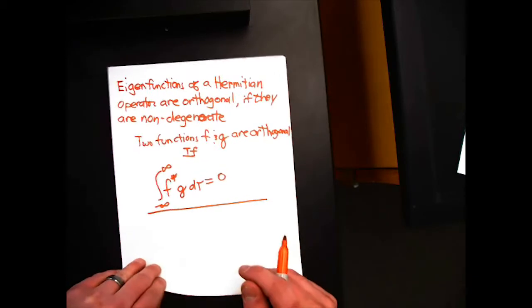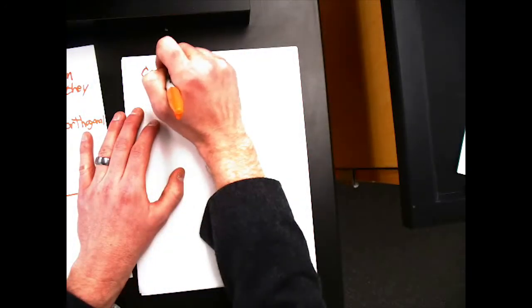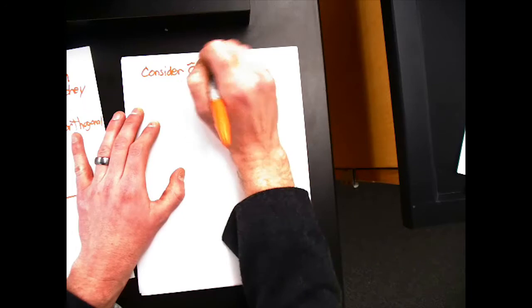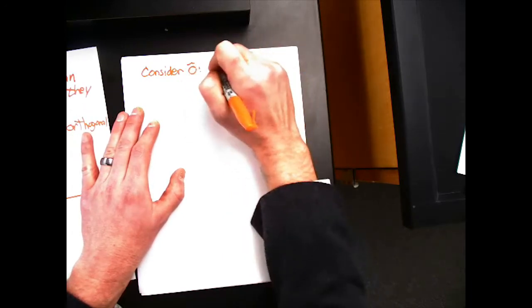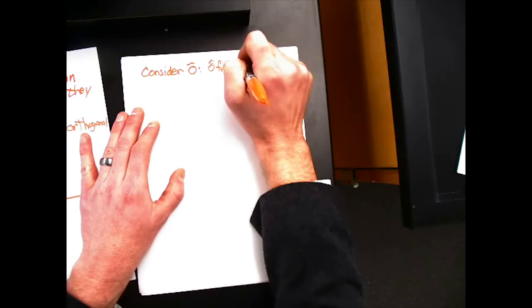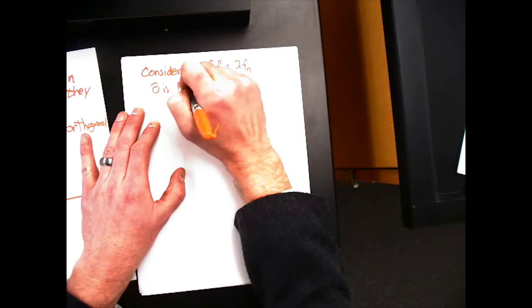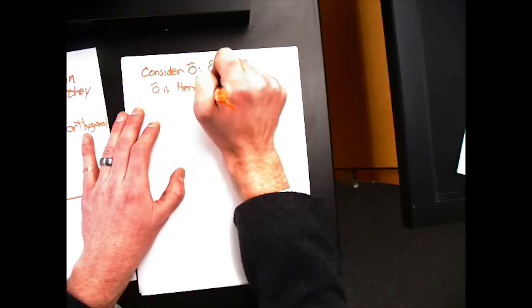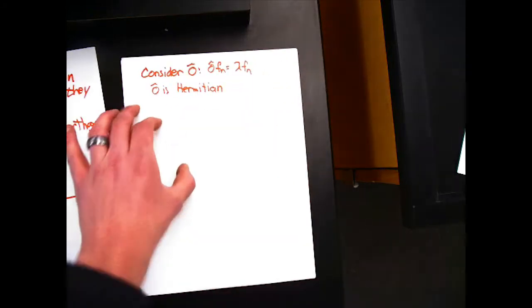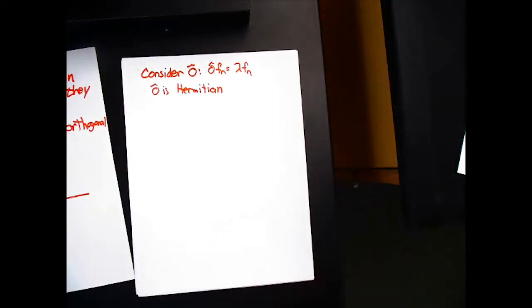Alright, so let's actually show that Hermitian operators have orthogonal eigenfunctions. Let's consider some general operator O. We know with an eigenvalue equation, O operating on its eigenfunction gives an eigenvalue times the eigenfunction. And we're going to say that O is Hermitian.